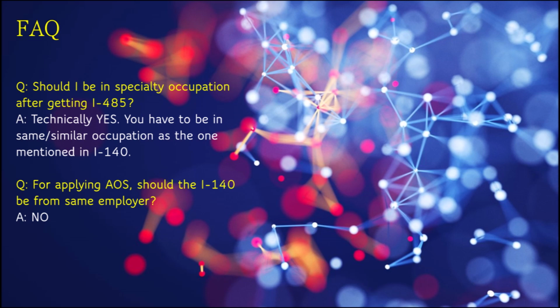So the next question is, for applying for I-485 or AOS, should the I-140 be from the same employer? For I-140 and I-485, both are for a future employee. The employer is saying that I need this person with this particular specialty occupation for a future job or a future occupation, for which they are applying for the I-140. So at the current standpoint, I don't think so, you don't need to be with the same employer for the I-140 and I-485.